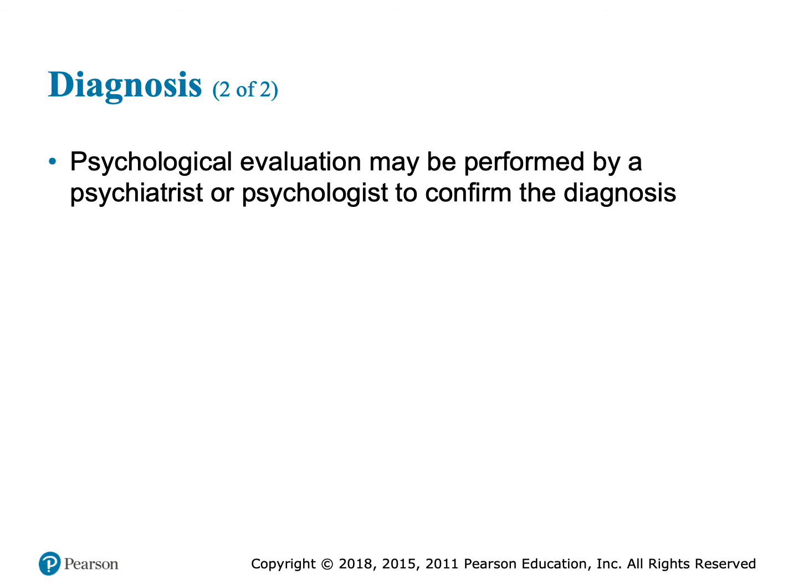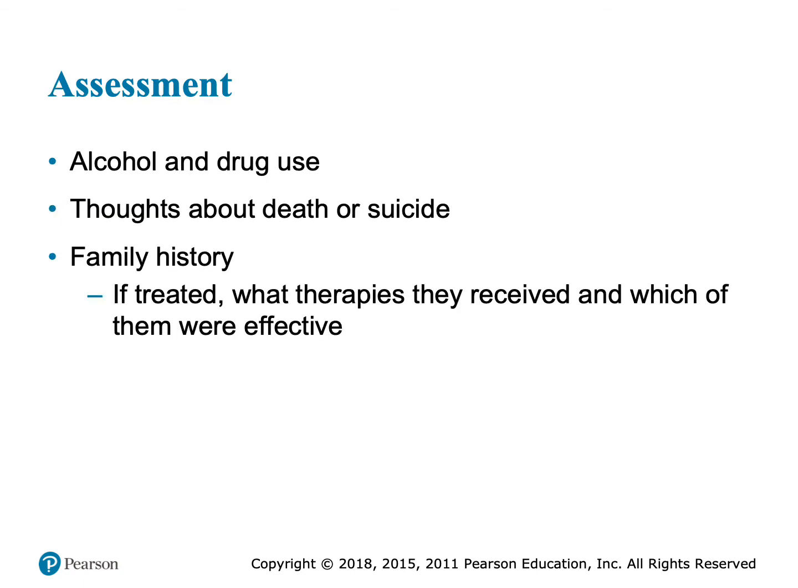A psychological evaluation may be performed by a psychiatrist or a psychologist to confirm the diagnosis. They'll look at alcohol and drug use. They'll ask about death or suicide. And they'll check the family history, if another family member has been treated, what therapies were used, and which of them were the most effective.